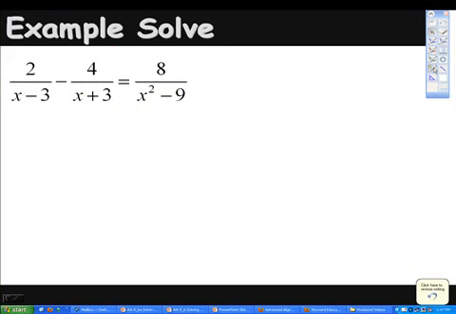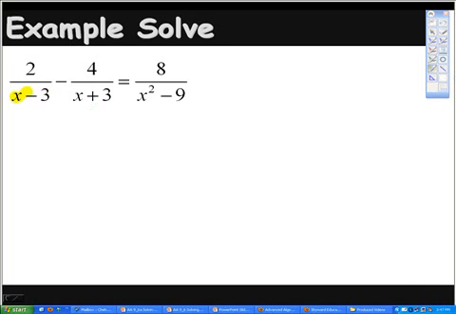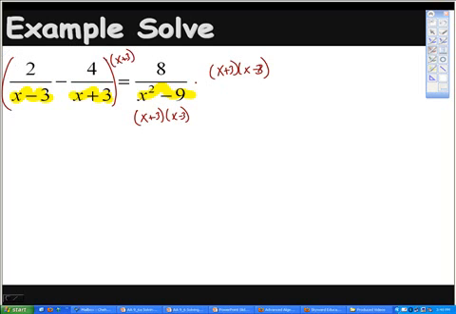Here's another example. Let's give this a shot. I've got x plus 3, I've got x minus 3, I've got x squared minus 9. Recall that x squared minus 9 factors to x plus 3 times x minus 3. So I've got all the factors covered in this one. So let's just multiply everything times x plus 3 times x minus 3, on both sides. I don't have any space on the left here, so I'm just going to squeeze that up here, x plus 3 times x minus 3.